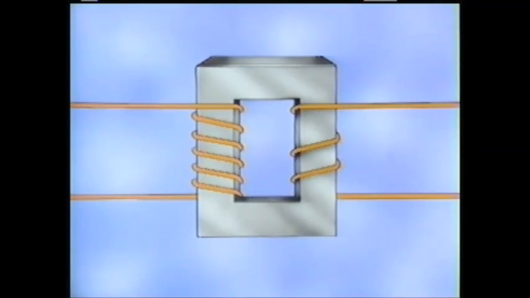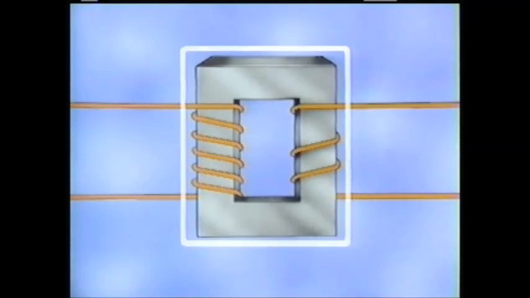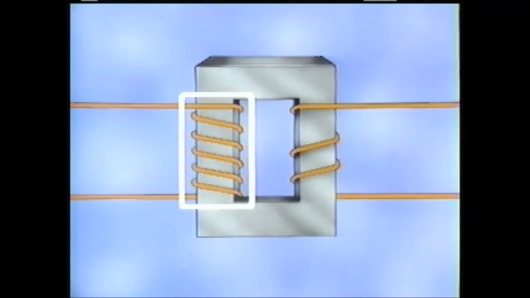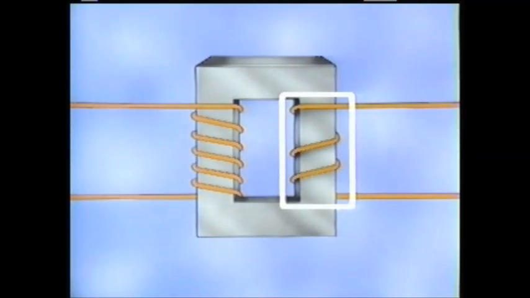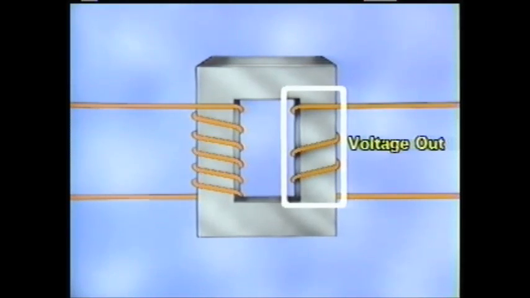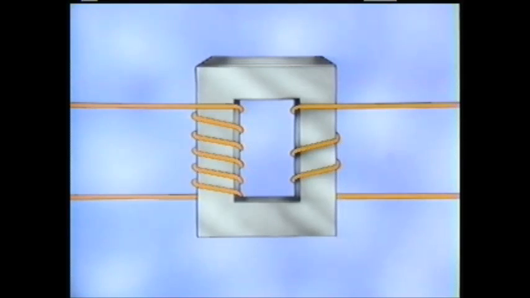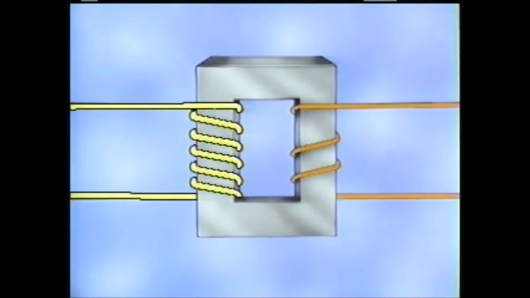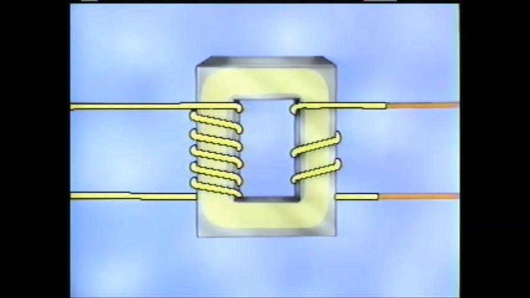In general, the transformers you'll find in distribution systems have three elements in common: a metal core, a primary winding, and a secondary winding. Voltage is applied to the transformer through the primary winding and taken off the transformer through the secondary winding. When voltage is applied to the primary winding, the resulting current creates a magnetic field around the core that induces a voltage in the secondary winding.